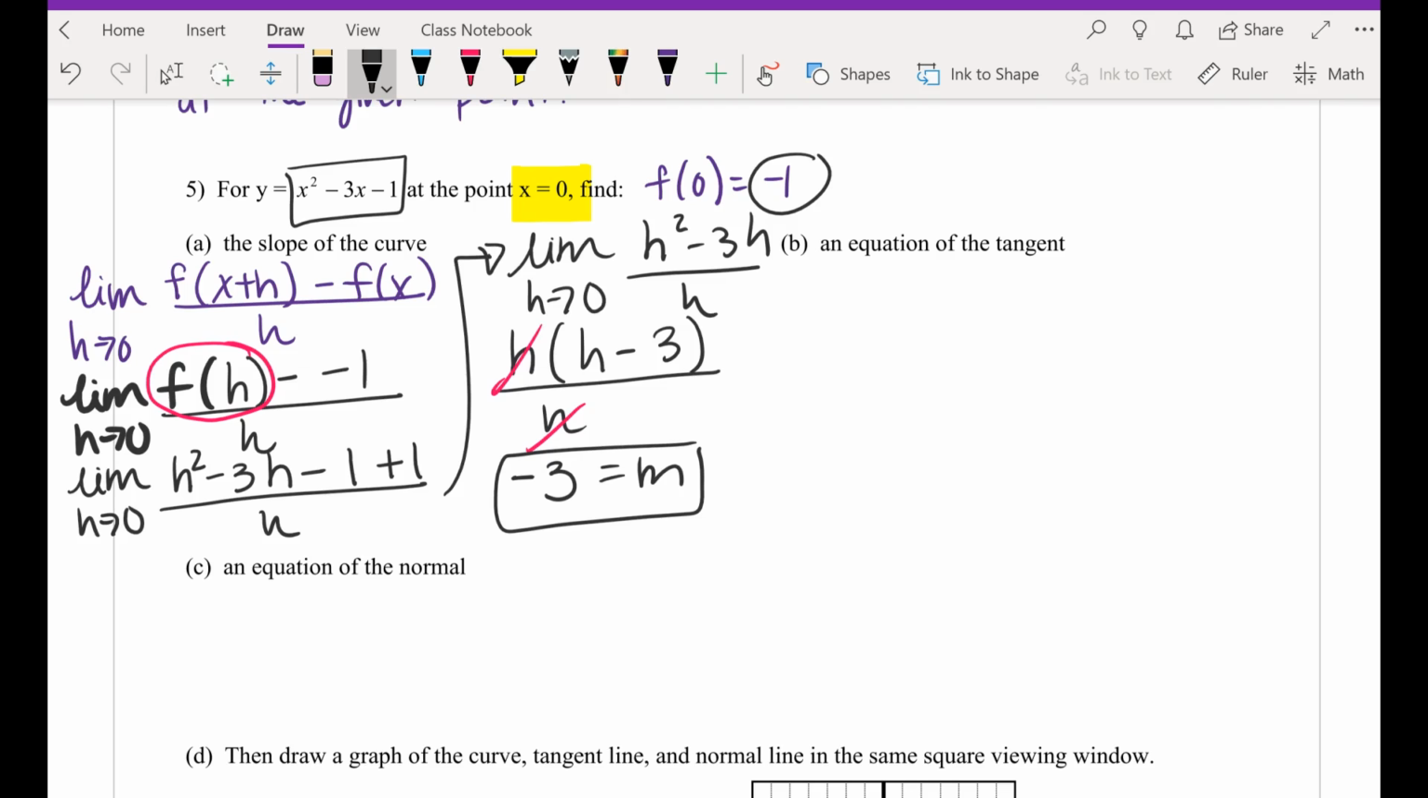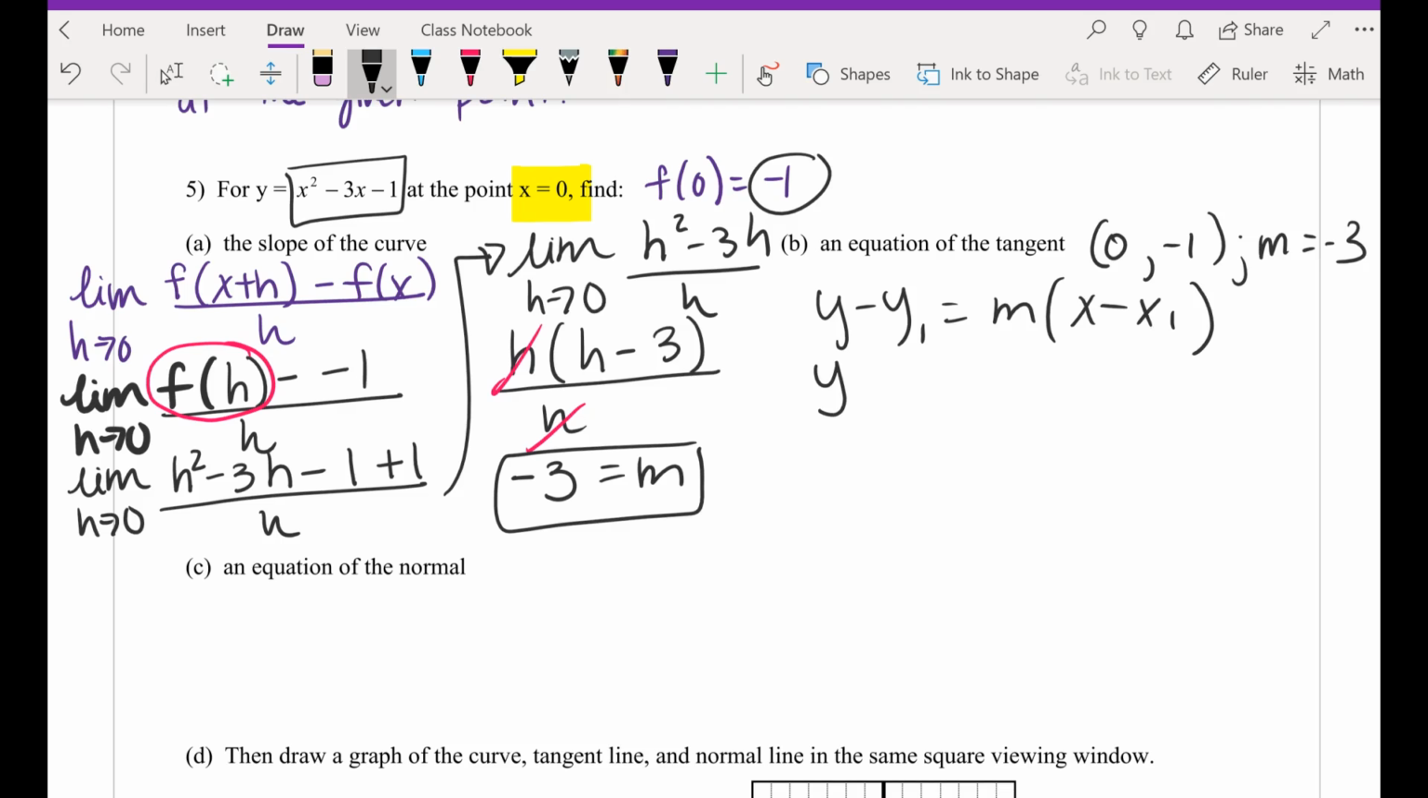We have a slope. Do we have enough stuff to find an equation of the tangent, Lauren? What do we need? A point. Do we have a point? Yeah. What was our point? 0, -1. Do we have a slope? Yep. Our slope is -3. So y minus y1 equals m times x minus x sub 1. Well, here we go. y minus the -1, so can I just write plus 1? Equals, the slope is -3 times x minus 0. Can I just write an x? So that's going to end up with y equals -3x minus 1.